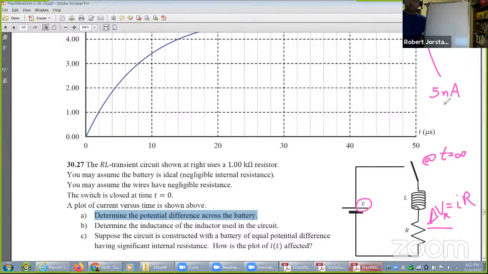So you could say, okay, at t equals infinity, I plug in this. I know the value of R because it's right there, and then that gives me E. Nice job. And then how do you get the inductance?